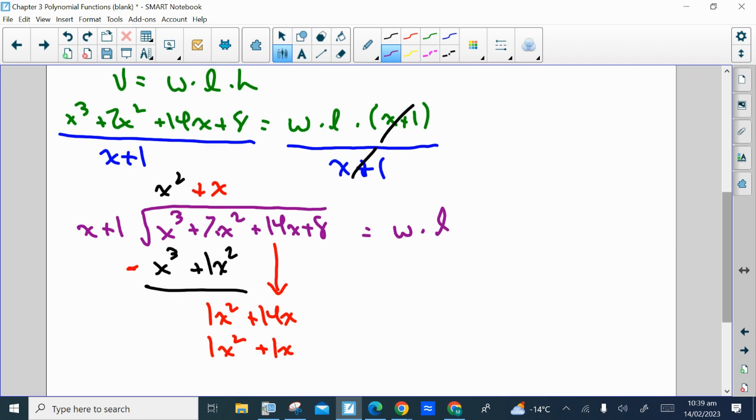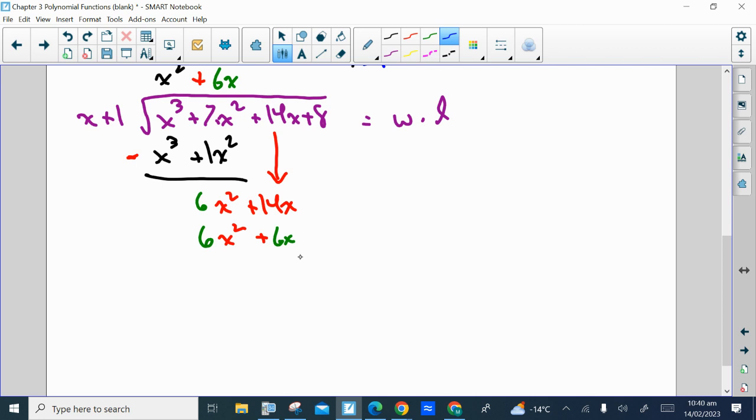So this is actually going to be 6x squared. I apologize for making that mistake when I wrote that down. So 7x squared minus 1x squared gives us 6x squared plus 14x, which means you're going to have a positive 6x there. 6x times the x gives us 6x squared, and then 6x times 1 is positive 6x.